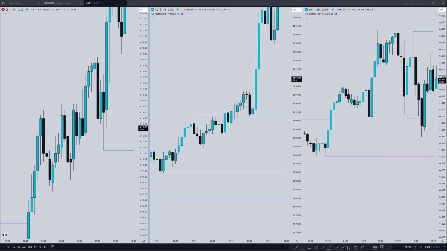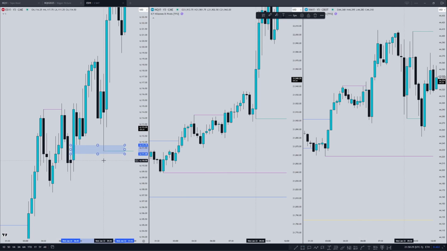Is this a swing low? Let me check. 61,175. It's even. So it's not even a swing low. You have a gap here. Is the same gap present on NASDAQ? No, there's no gap here.